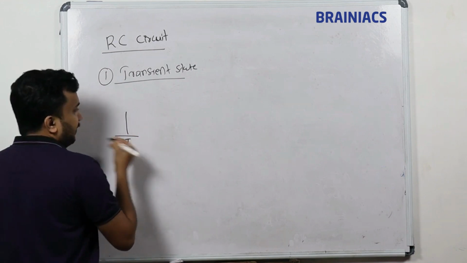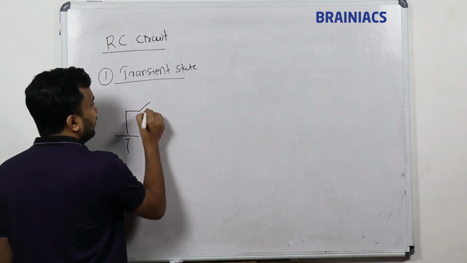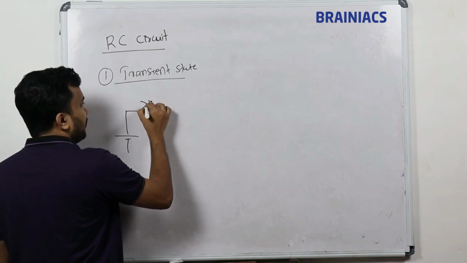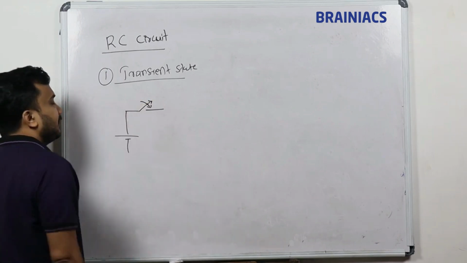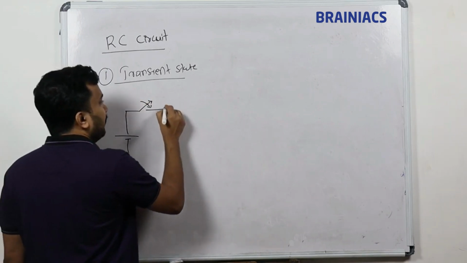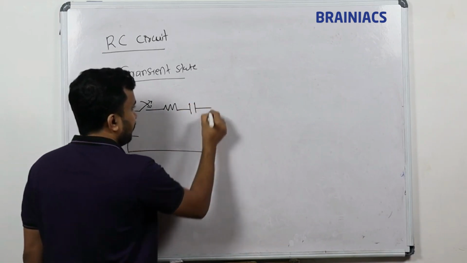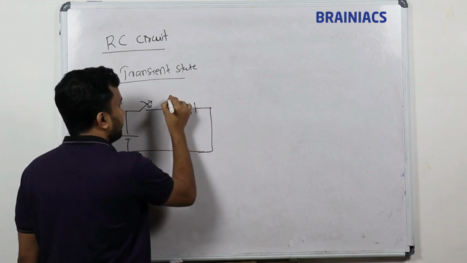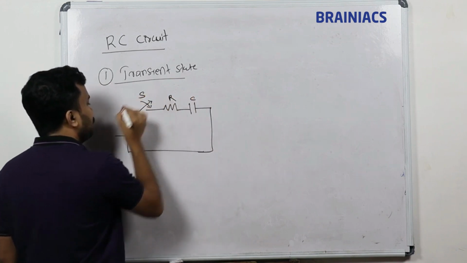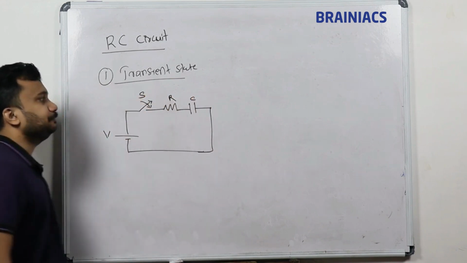I have a battery here. This is connected with a switch, and the switch can be closed and opened back. This is connected with a resistor, and this is connected with a capacitor. That's what we call an RC circuit: resistor, capacitor, switch and a battery voltage.